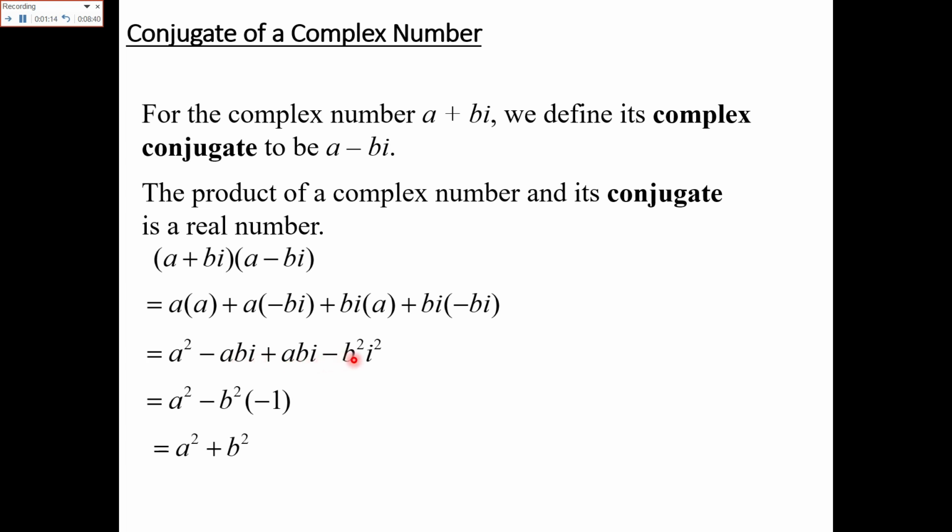Now minus b square into iota square. Iota square is minus 1, a real number. So the final answer is a square plus b square, which is a real number. So this is a property of complex numbers. If you have a complex number and its conjugate, the answer is always a real number.